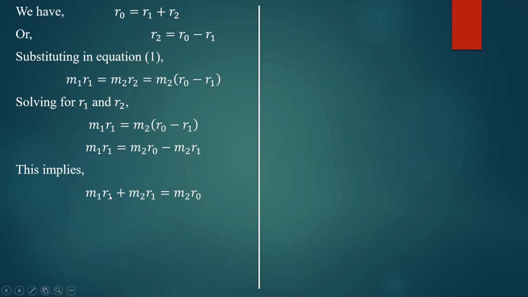Now get the expression for r1. Take r1 as a common factor in the bracket. You will get m1 plus m2, which should be equal to m2 r0. Therefore, r1 equals m2 r0 divided by m1 plus m2. You have got the expression for r1: r1 equals m2 into r0 divided by m1 plus m2.